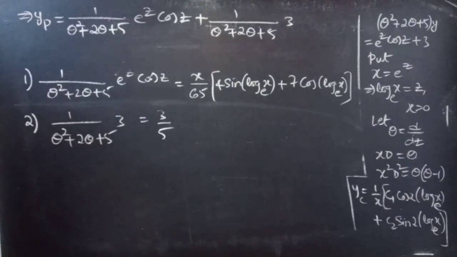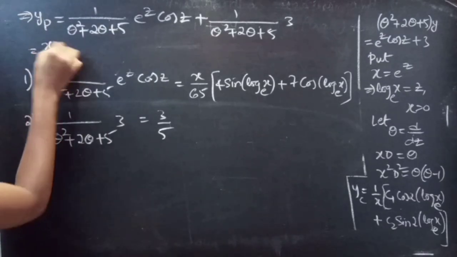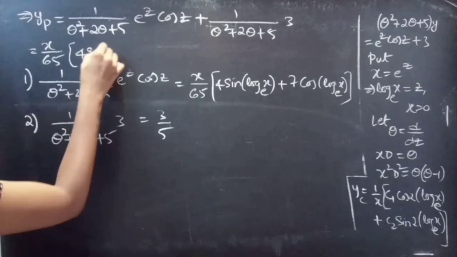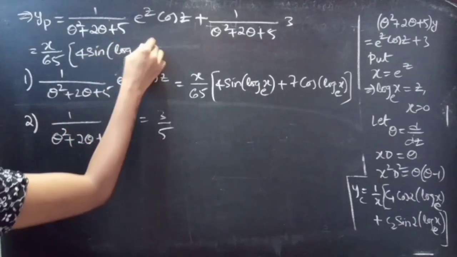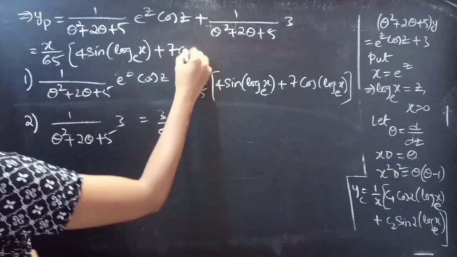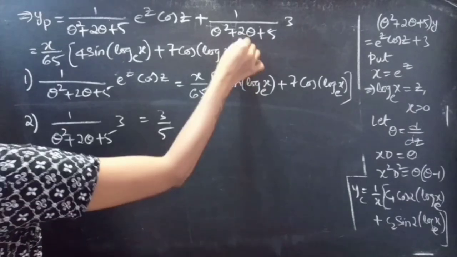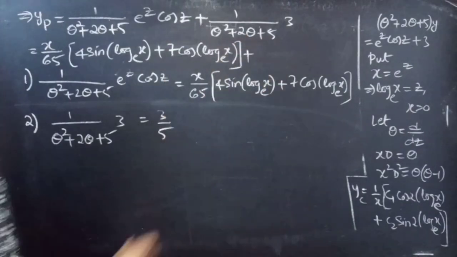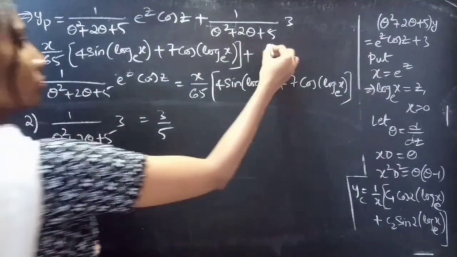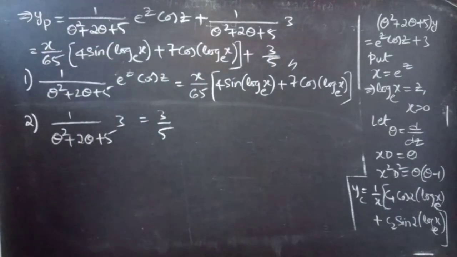Now coming to yp. The result obtained from the first term is x by 65 into (4 sine of log x to the base e plus 7 cos of log x to the base e), plus the result obtained from the second term, which is 3 by 5. So these are the required yp. Now let's write the general solution.